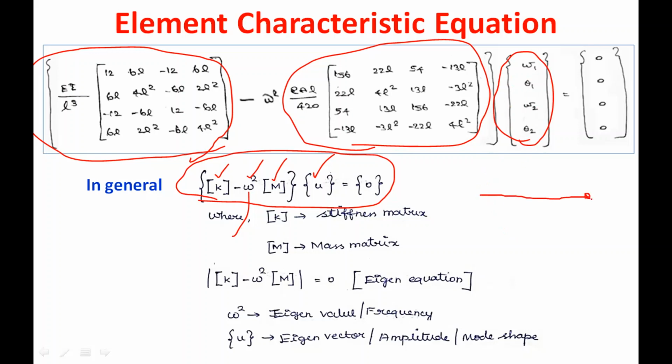If you consider the beam element like this, a straight line, node 1 will have 2 degrees of freedom, node 2 will have 2 degrees of freedom. For node 1 we will have W1 and theta 1, node 2 will have W2 and theta 2. Total degrees of freedom is 4. That is why we are getting the 4 by 4 matrix for K as well as M. In the right hand side, we will always get a zero matrix or null matrix, because we are considering only free vibration. We will use this element characteristic equation directly to solve any beam problem.